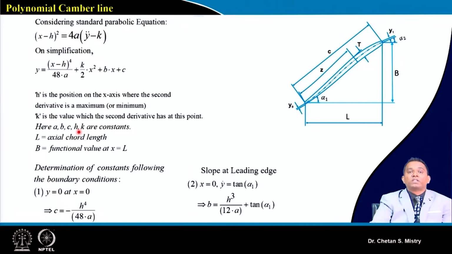Those all constants we can achieve by putting different boundary conditions. So we are putting the very first boundary condition, at y equal to 0 and x equal to 0, and we will get the value of some constant C. Same way, if we consider our boundary condition at the leading edge, what we have defined at x equal to 0, my first derivative is equal to tan alpha 1. So that gives me the value of constant B.